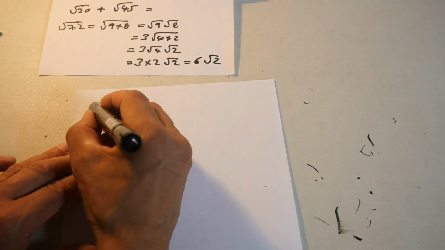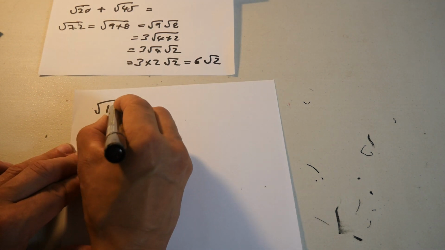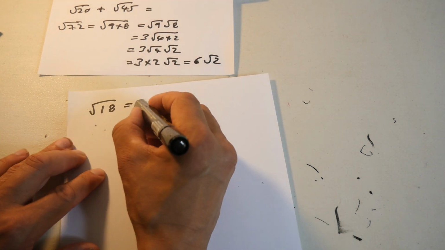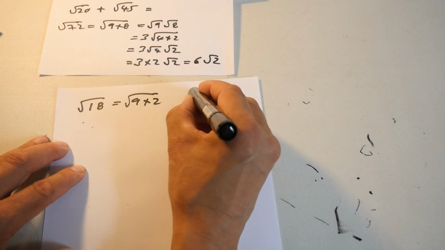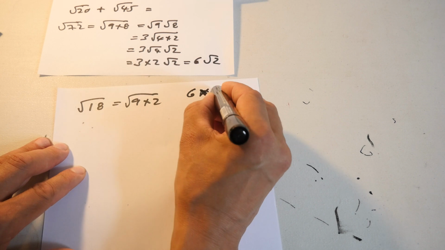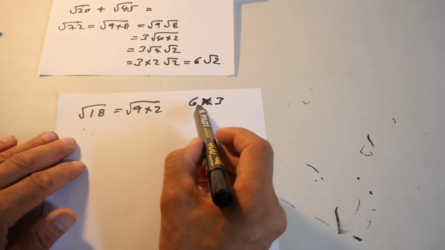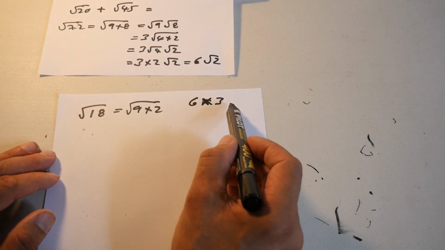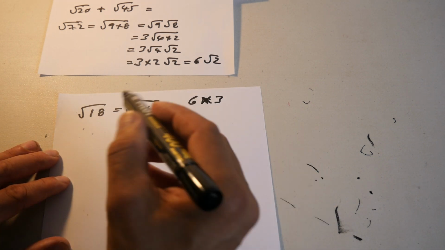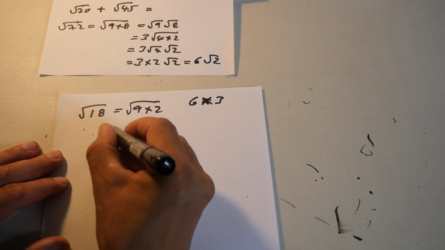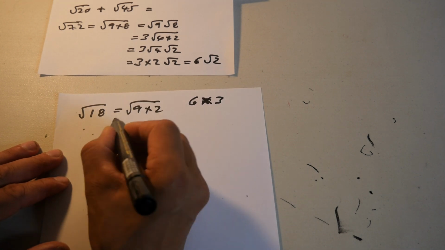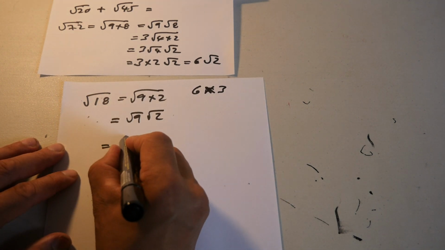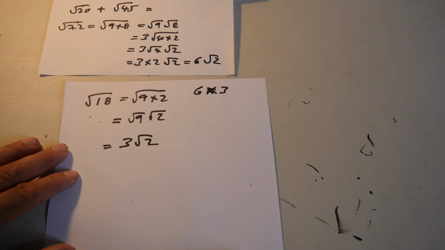Next one, the square root of 18 equals the square root of 9 times 2. I could have used 6 times 3, but you can't take the square root of 6 or 3. So pick 9 times 2. The square root of 9 is 3, so it's 3 root 2.